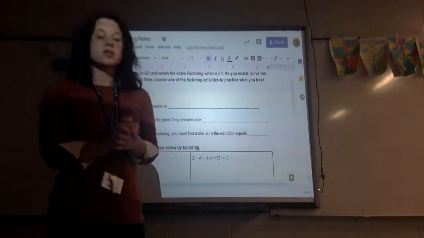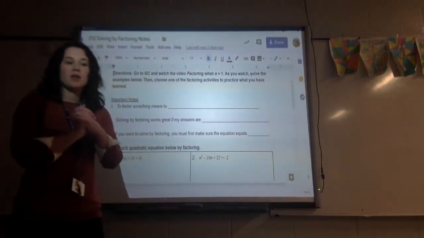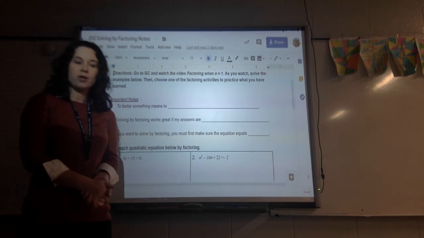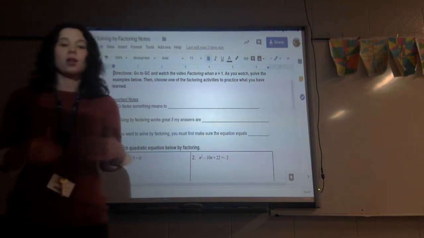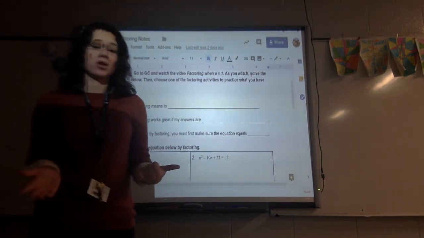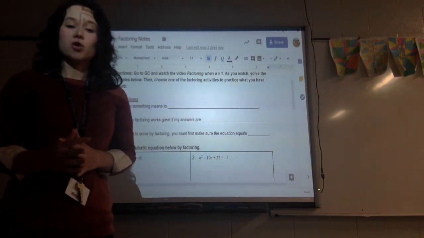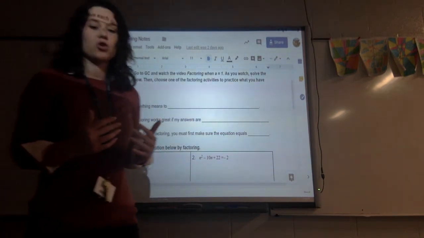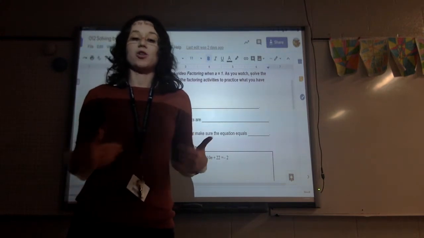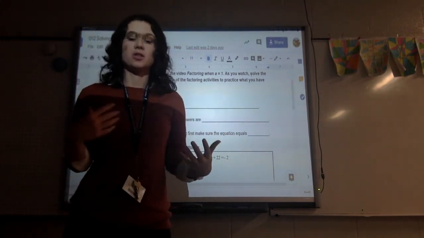All right, hello guys. So yesterday we looked at solving quadratics by graphing. Today we are going to be starting our last method of solving quadratics, which happens to be solving by factoring. So before we actually get started with that, I do want to make sure that you know what the word factoring means, that you understand what that process is.